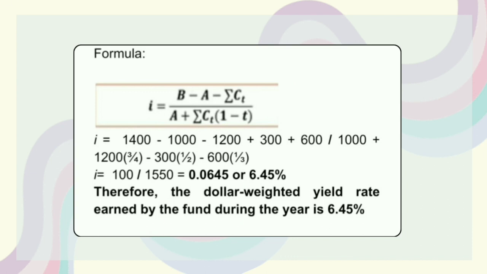Same with the 600, it is a withdrawal, so it is negative. Negative plus negative is positive, so it becomes plus on this side. So all of it is 1,400 minus 1,000 minus 1,200, which is the deposit, plus 300 plus 600, over 1,000, which is A, plus the summation of CT, which is the 1,200.